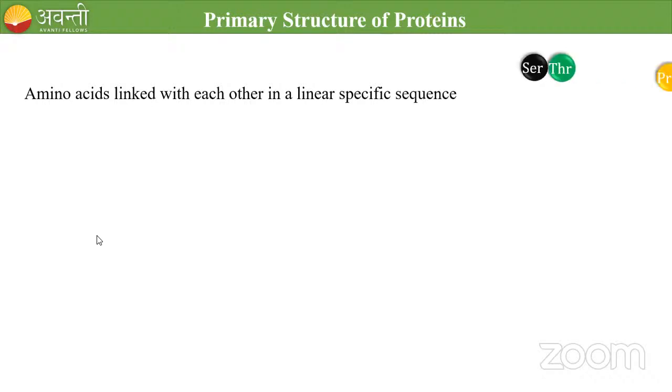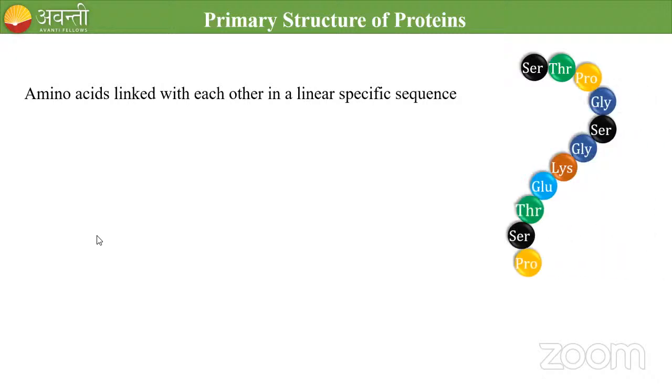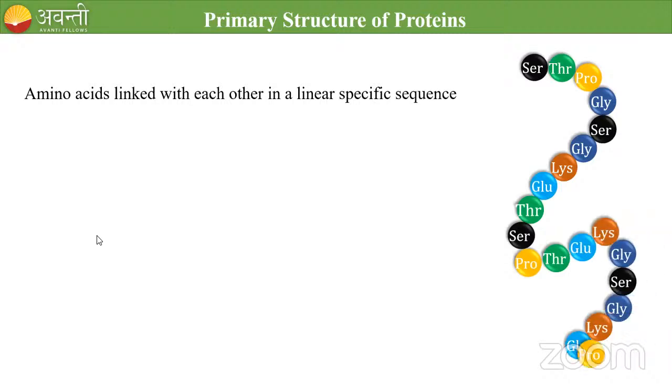This is the sequence: serine, threonine, proline, glycine, serine, glycine. So how is it forming the structure? In a linear fashion, one below the other. They will come and form a linear structure with a specific sequence. This is called the primary structure.